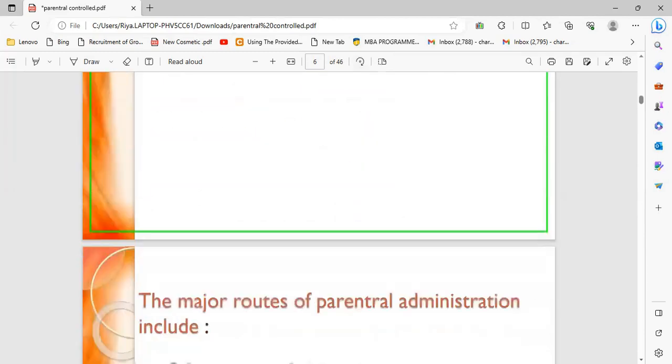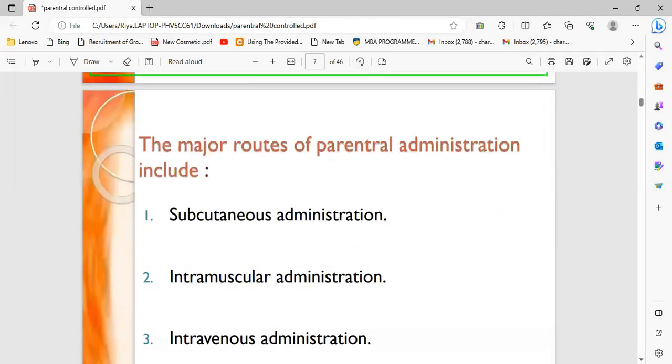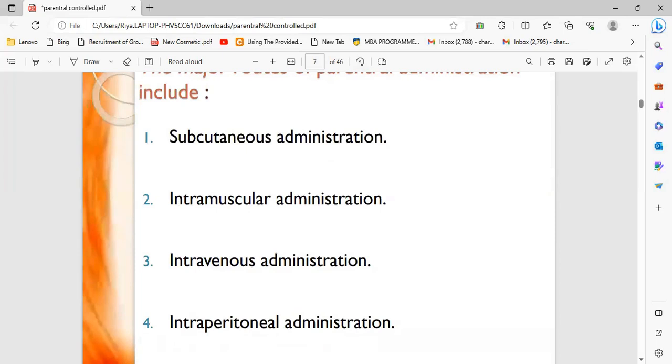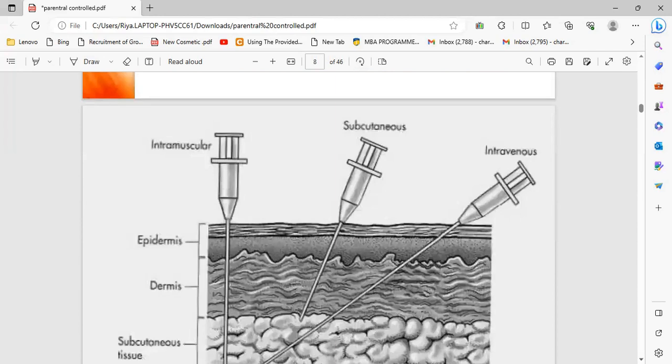So now, routes of administration. The major routes of parenteral administration include subcutaneous administration, intramuscular administration, intravenous administration, and intraperitoneal administration. So you can see this diagram.